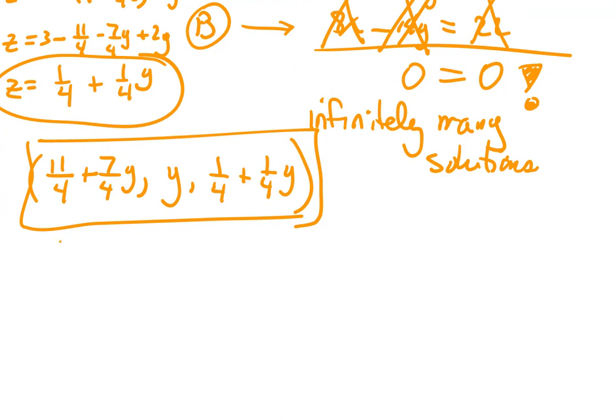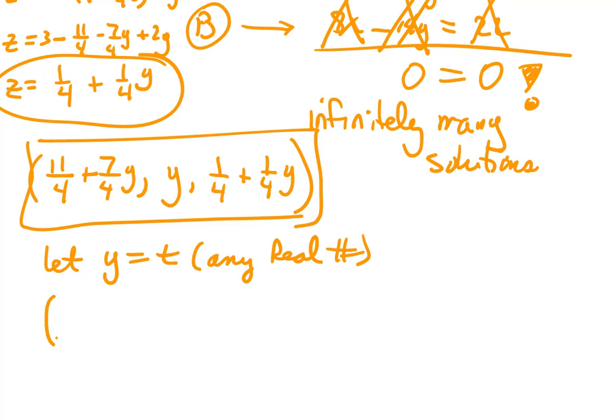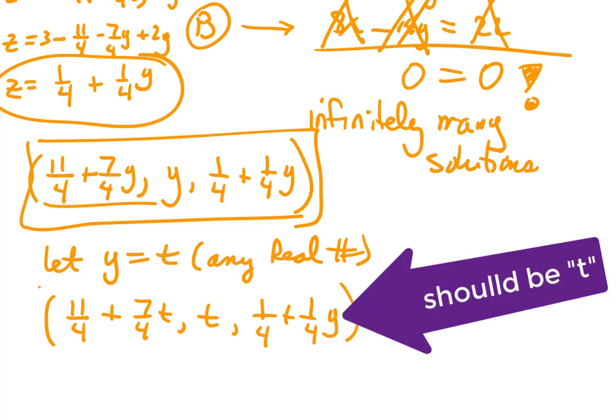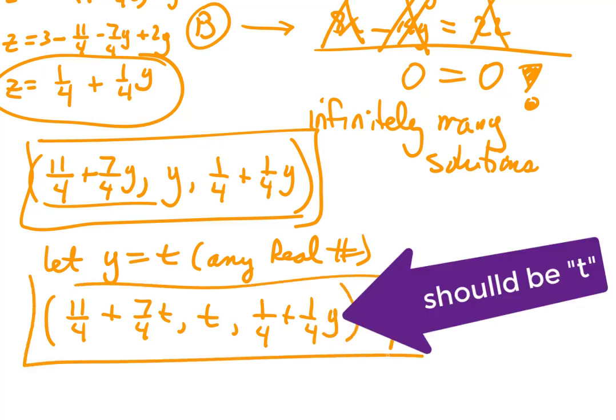Now again, some authors may get a little fancy and say, let's let y equal t, which represents any real number. And then everywhere I see a y in this expression, I'm going to write t. Okay, fine, same thing. Really, it's just going to be 11 fourths plus 7 fourths t. That's the x value in our triple. The y value is just t. And the z value is 1 fourth plus 1 fourth t. So this could be an answer as well.